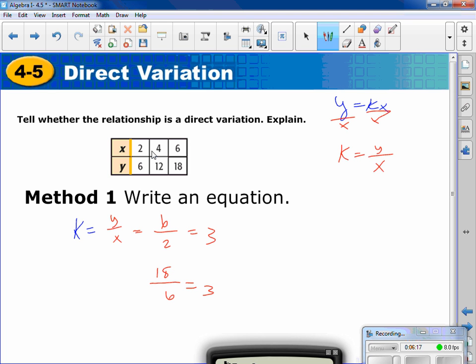So I take a y value divided by an x value. My answer is y equals 3x. This means for every change in x, it goes up 3. So if I put in 6, what's 3 times 6? That's what I get as an answer. If I put in 10, what's 3 times 10? So if this was a 10 here, the answer would be 30. You take a y divided by x to get me the constant. Then it's just y equals constant x.